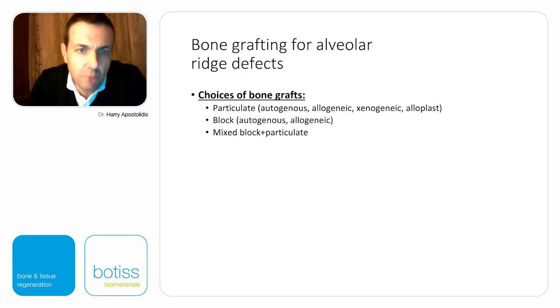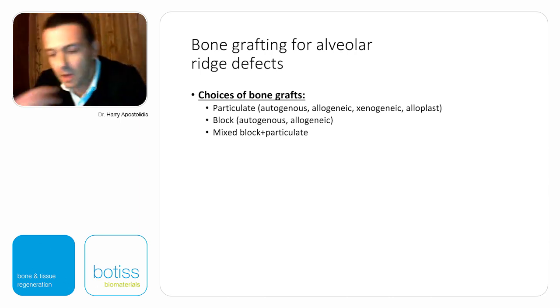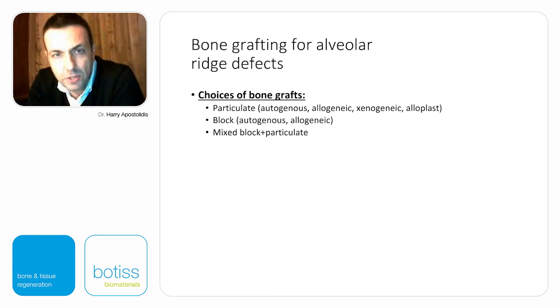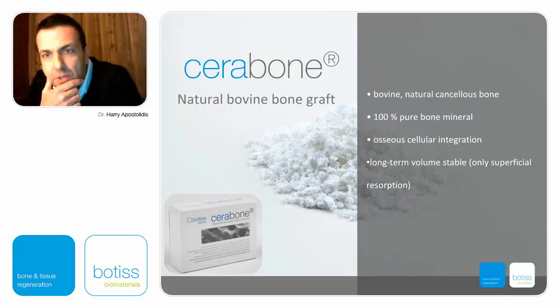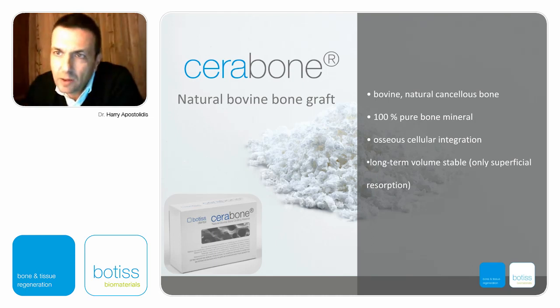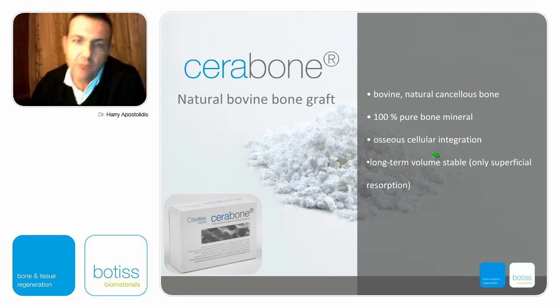And you can use mixed block with particulate. But mainly, as I told you, when I use particulate, I use autogenous mixed with xenogenic bone. And for xenogenic bone, I use Cerabone, which is 100% bovine material. And why do I use it? Because of its long-term volume stability. What I want from my bone graft is to stay there. I don't want to put in a bone graft material and then after 6 months have it resorb away. The volume that I put in, I want it to stay there.